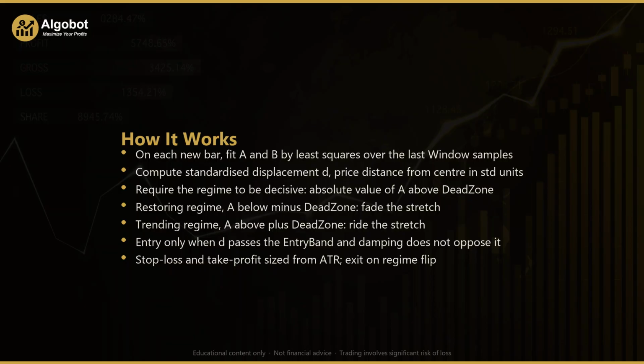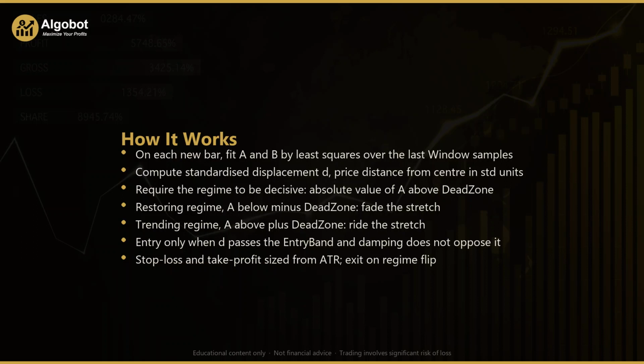Now the regime decision. The strategy checks the sign and size of A. It ignores weak, indecisive readings by requiring the absolute value of A to exceed the dead zone, which defaults to 0.02. If A is clearly negative, we are in a restoring regime, a spring, and the strategy fades the stretch. That means if displacement drops below the negative entry band, it signals a long, expecting the spring to pull price back up. If displacement rises above the positive entry band, it signals a short. The default entry band is one standard deviation.